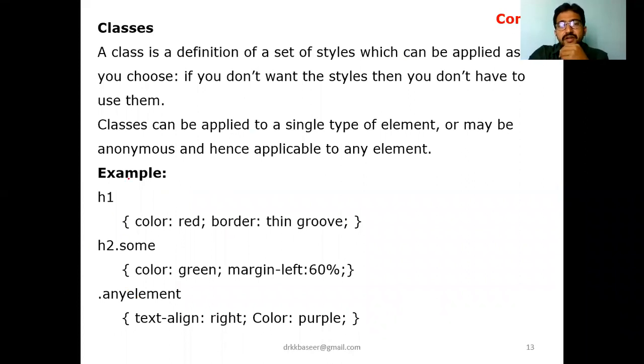Let me talk a little bit more about the class selector. See the example. Here this is a description; please go through it later. A class is a definition of a set of styles you can apply. A class can be applied to a single type of element as well as to anonymous, meaning multiple elements. Now for the H1 tag, it is going to use color, which you apply directly. So H1, H2 dot sum, dot any element.